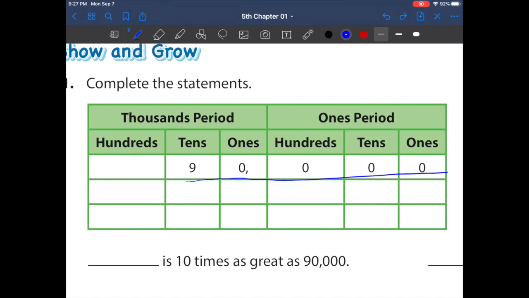Think of it this way. If I have 10 times as many basketballs as you, or Pokemon cards, or 10 times as many as you, that means I have more. So we're looking for a number that is bigger and on that side. So what is 10 times as great as 90,000? Well, that would be 900,000.